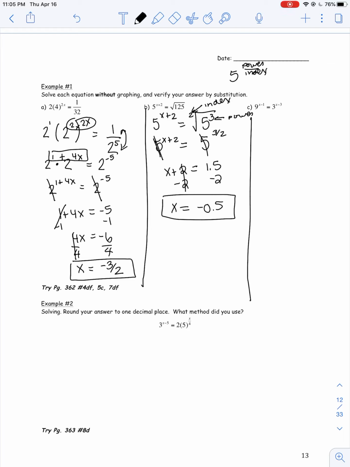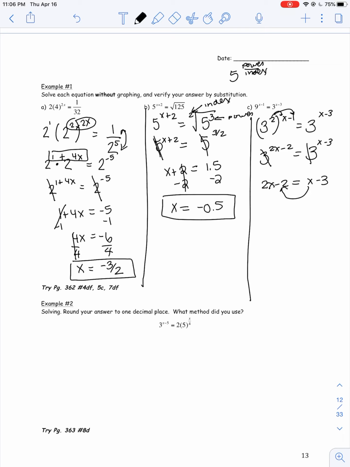And then for the last one, we want the base to be 3. 3 to the power of 2 is 9. And 3 is already a base of 3, so we leave it as it is. Then I want to distribute this 2 in the brackets to the values after it. So it's going to be 3 to the power of 2x minus 2 equals 3 to the power of x minus 3. Now the bases cross each other off, leaving you with 2x minus 2 equals x minus 3.